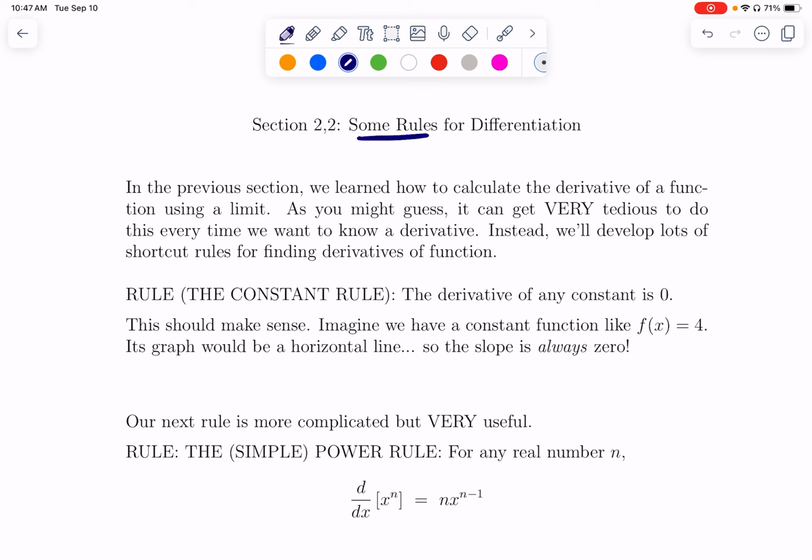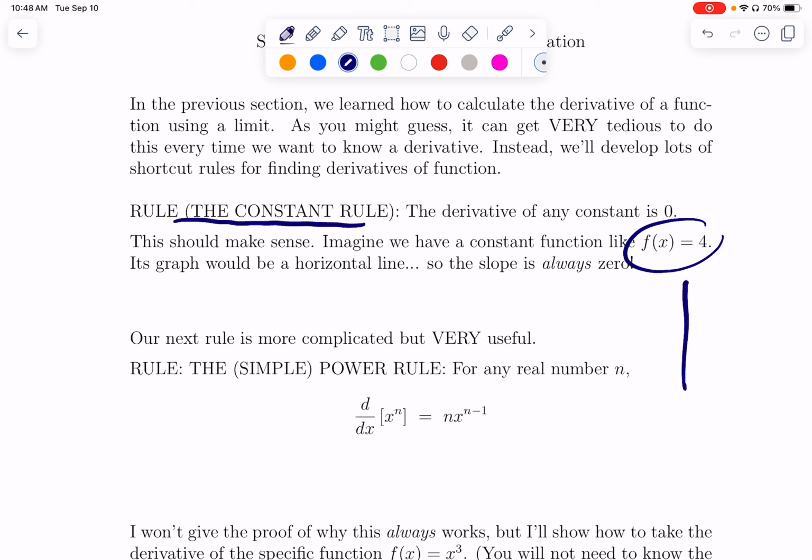So we're going to roll out a few rules here. There will be more rules coming up, but the rules in this section will actually allow you to take the derivatives of a very wide variety of functions. So our first rule is called the constant rule. And it says the derivative of any constant is 0.